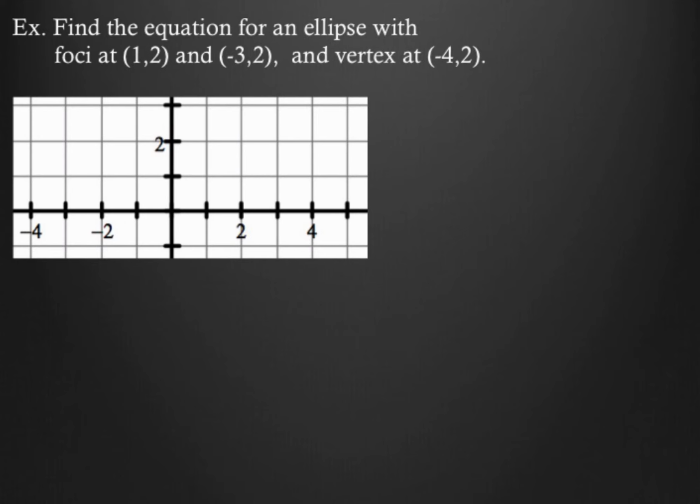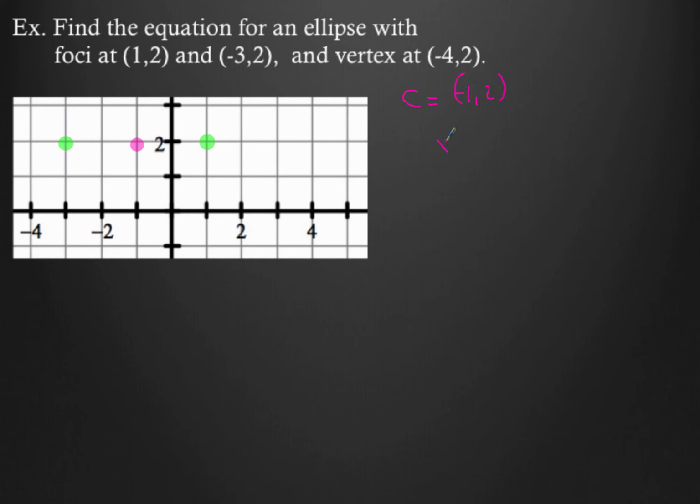So for this example, it says find the equation of the ellipse with foci at (1, 2), (-3, 2), and the vertex at (-4, 2). So first, let's go ahead and plot our foci. I've got one at (1, 2) right up here, and another one at (-3, 2). The center, don't forget, is halfway in between those. So if I find the middle of my foci, I'm going to be right here at this point, (-1, 2). So my center is going to be (-1, 2), which means that I can start filling some pieces out.